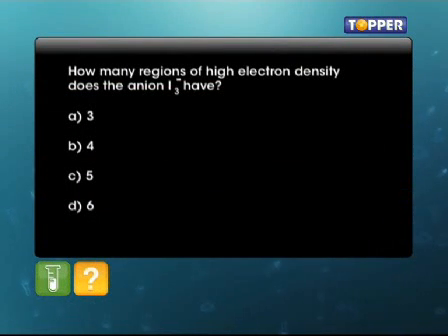Welcome back. I hope you did think of the answer for the question I had left you with. How many regions of high electron density does the triiodide anion have? Is it 3, 4, 5 or 6? Well, if not, let me give you the answer. The triiodide anion has 5 regions of electron density.